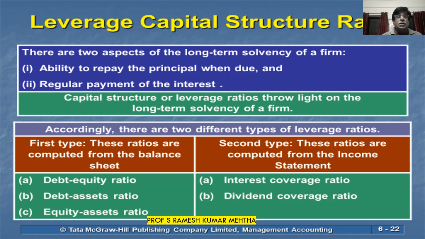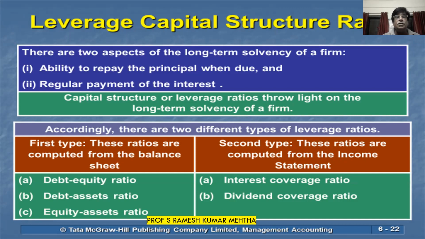So leverage or capital structure ratio or solvency ratio are primarily divided into many parts. There are many ways of understanding these ratios, but the prominent ones which I am going to discuss with you are debt equity ratio, interest coverage ratio, dividend coverage ratio, and some other parts. I will give more emphasis on debt equity ratio, interest coverage ratio, and dividend coverage ratio. This speaks volumes about the capital structure ratio or the solvency position of the company.